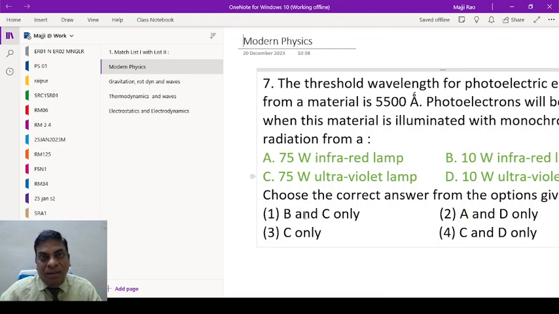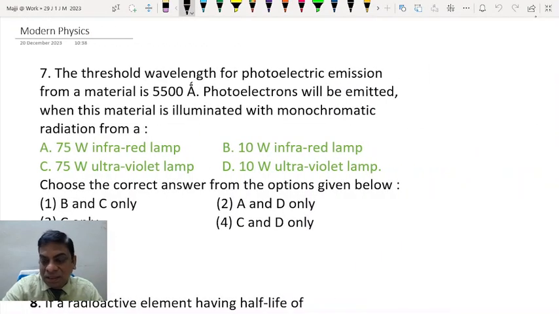Today I have come with around 5 to 6 questions based on modern physics which were asked in the first shift of 29 January 2023 JEE Mains. So let us discuss them one by one. So here comes the first question.